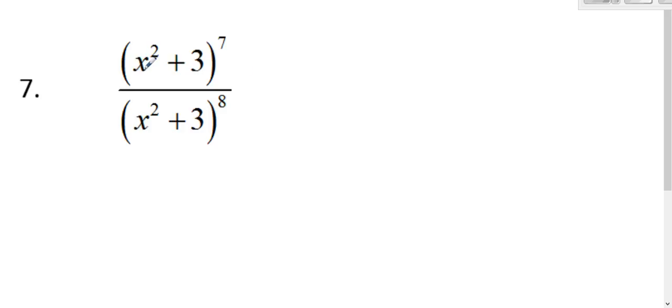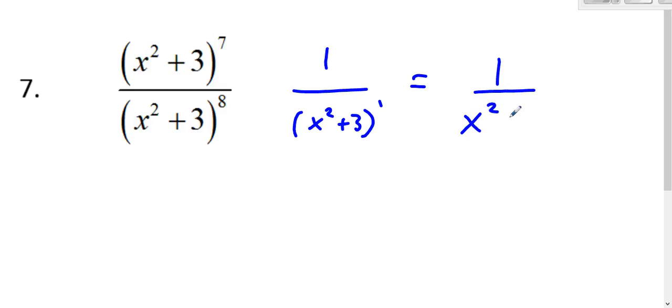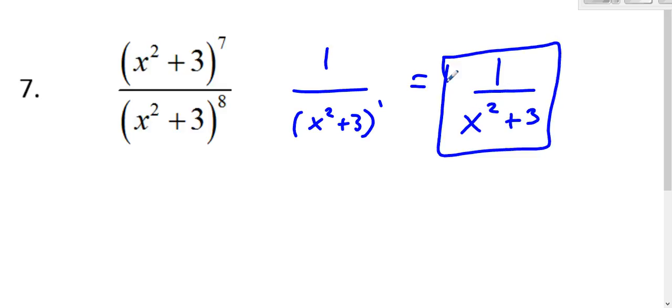Here we have a division problem. The bases are the same, so we will subtract exponents. We take 7 away from the 8. We have 1 left over in the denominator. The base was the same, so you keep it, and then the power would just be 1. You could write it without the parentheses, just like that.